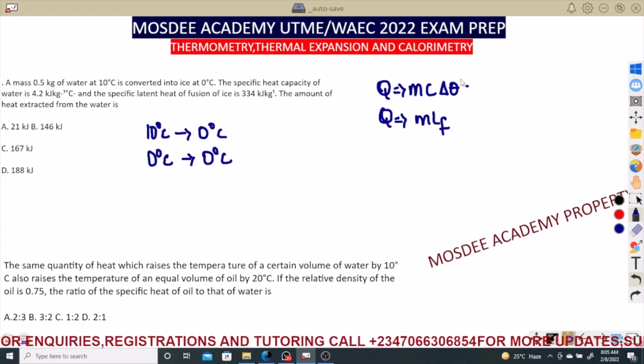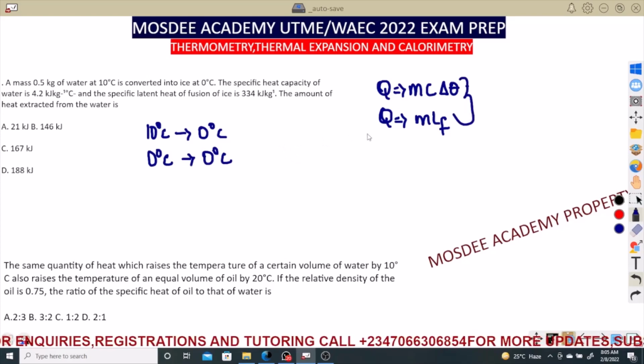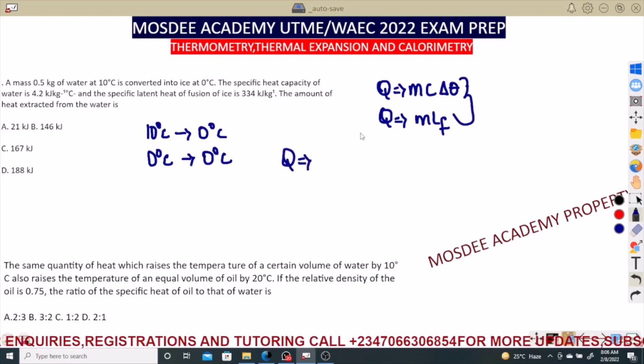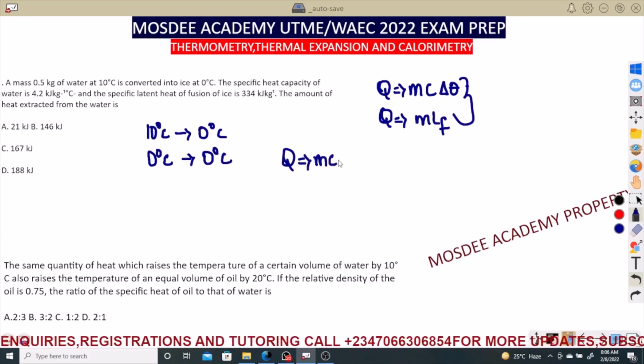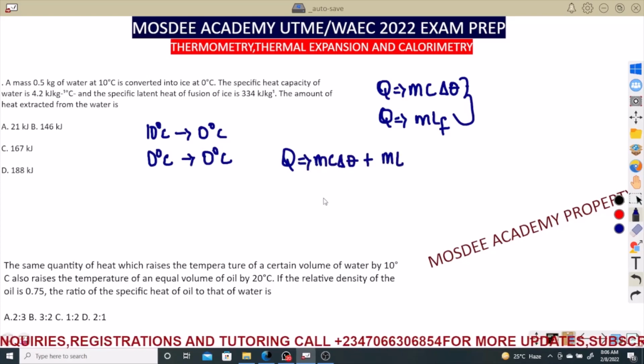So what I'm saying is that the total amount of heat carried out during this process is a combination of two types of heat exchanges. The one with a change in temperature and the one without a change in temperature, which we call ML. L can be latent heat of fusion, but here it is from solid to liquid. So please note that.